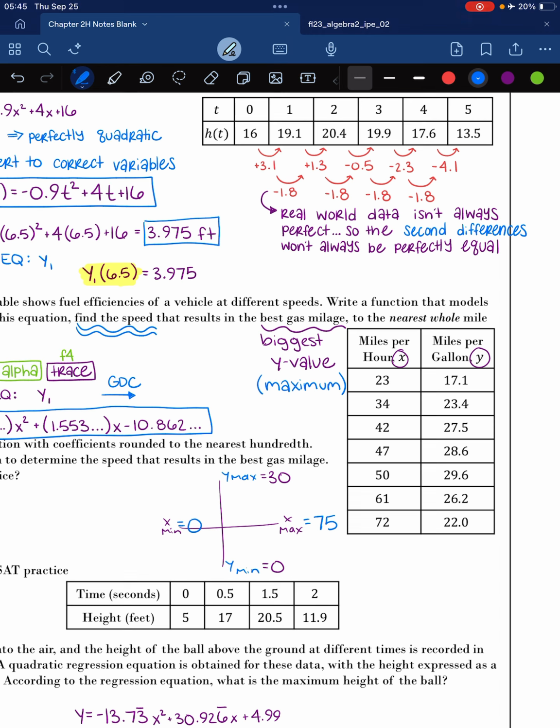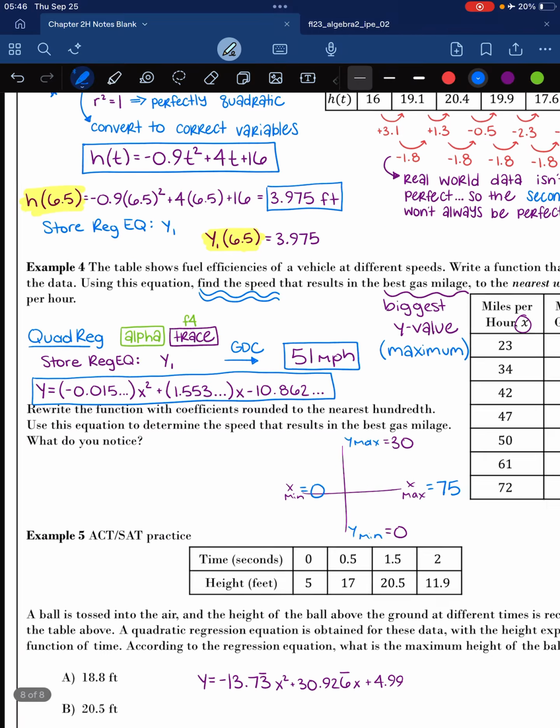Okay, so looking at your graph, hopefully you can see it's around 50 miles per hour. It's actually going to be 51 miles per hour. Again, I will show you in class how to find that exactly, but it's going to be 51 miles per hour. And notice you didn't have to type that equation in because we stored it into y1, so it graphed it for me.